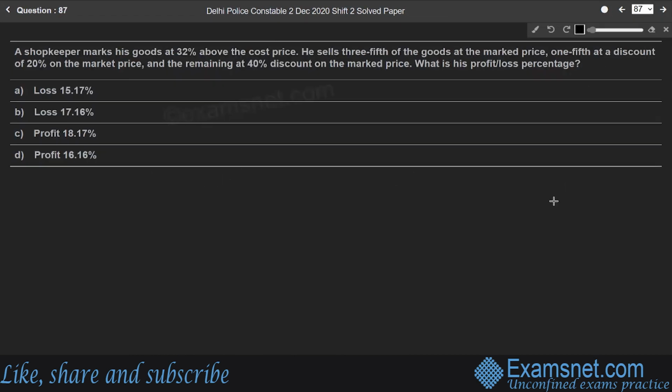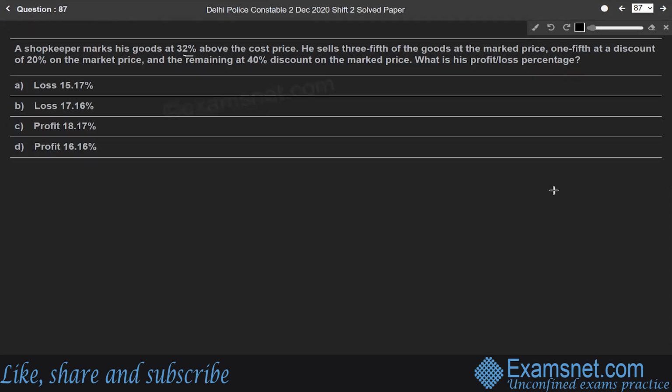Question 87. A shopkeeper marks his goods at 32% above the cost price. He sells 3/5 of the goods at the market price, 1/5 at a discount of 20% on the market price, and the remaining at 40% discount on the market price. What is his profit or loss percentage? So, let us assume the cost price of goods be 100 rupees.